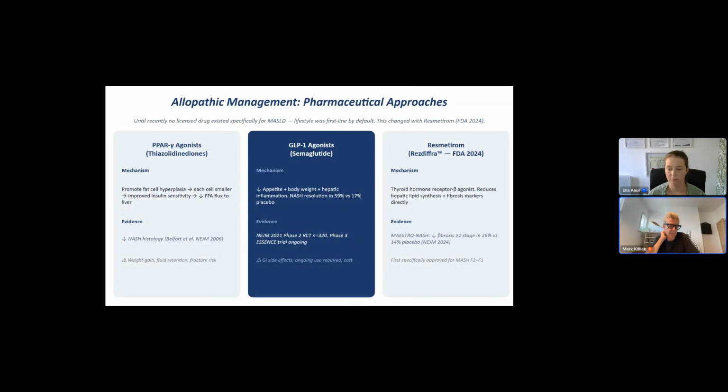But the new one that we've got at the moment is resmetirom. It's the first drug that's specifically FDA approved for fatty liver with fibrosis. It was only approved in the UK this June. It's a thyroid hormone receptor beta agonist. It acts directly in the liver to reduce lipid synthesis and fibrosis markers. Fibrosis improved by at least one stage in 26% of patients. When you're talking about fibrosis staging, that's very, very relevant.